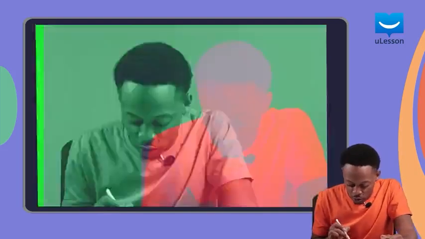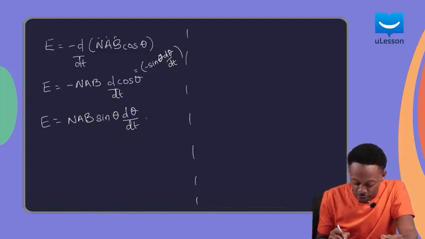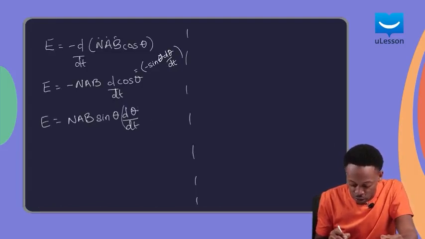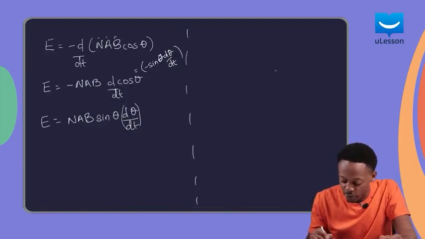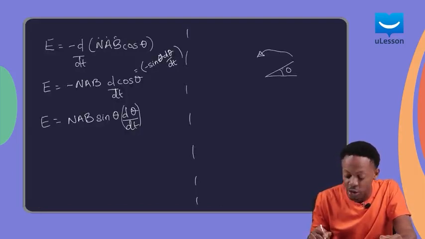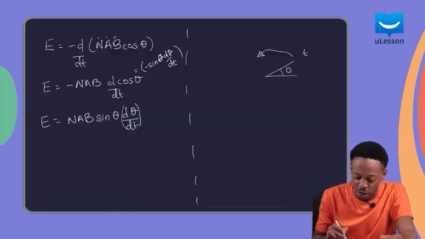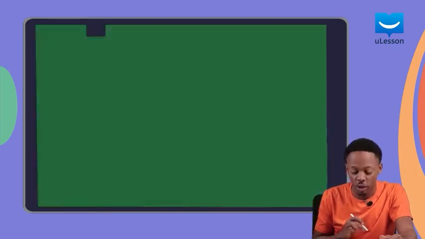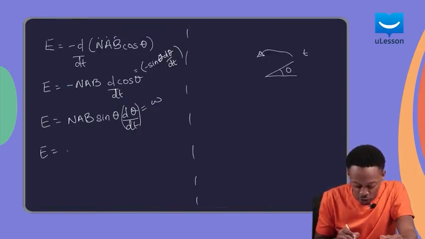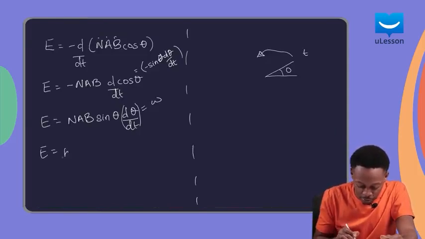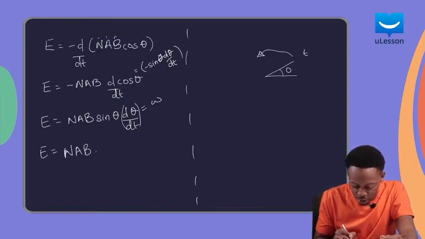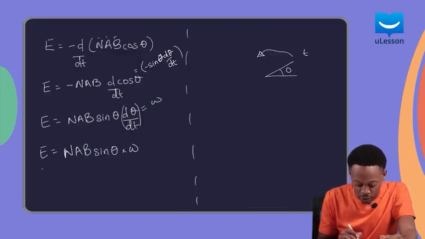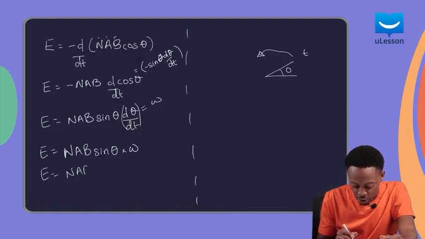So now notice that we can have this is equal to, what's this? Change in angle. If we have something rotating like that, it is changing angle consistently with time. That is angular velocity. So this is equal to omega, which is our angular velocity. So E is equal to NAB sine theta times omega, right?